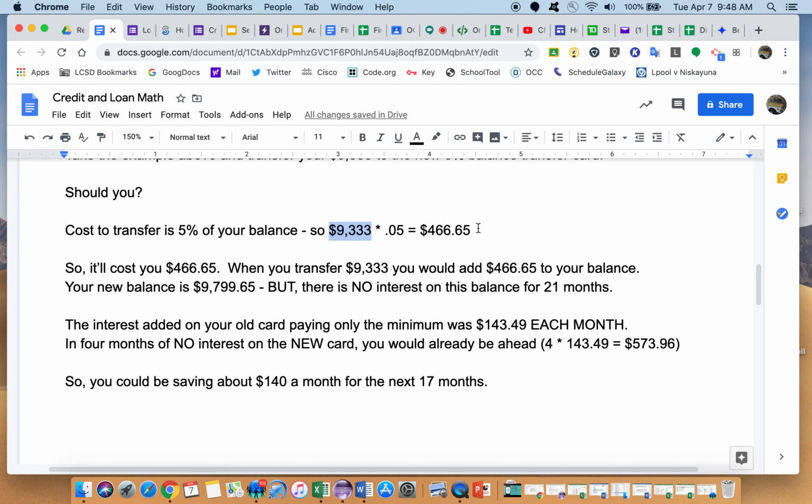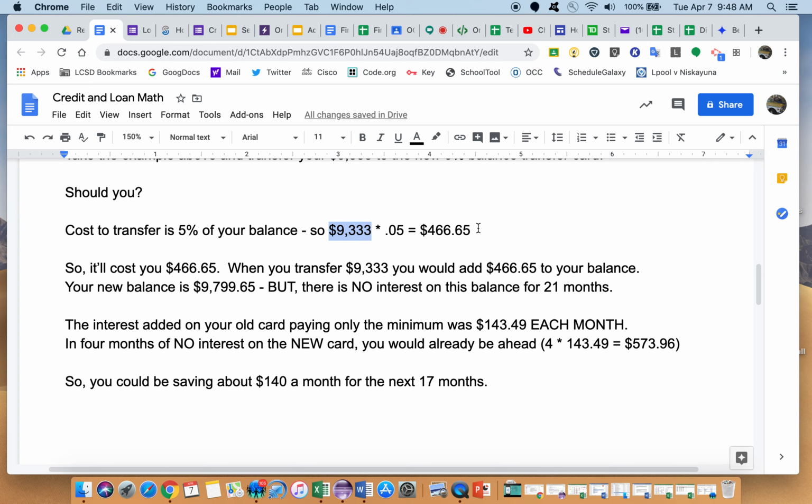Transferring only costs you $466. So you can see after saving that interest for 4 months, you would be ahead. Really, you could save yourself about $140 a month in interest for 17 months. Okay? So in this particular case, it would be smart to move that balance to a new card. Right?